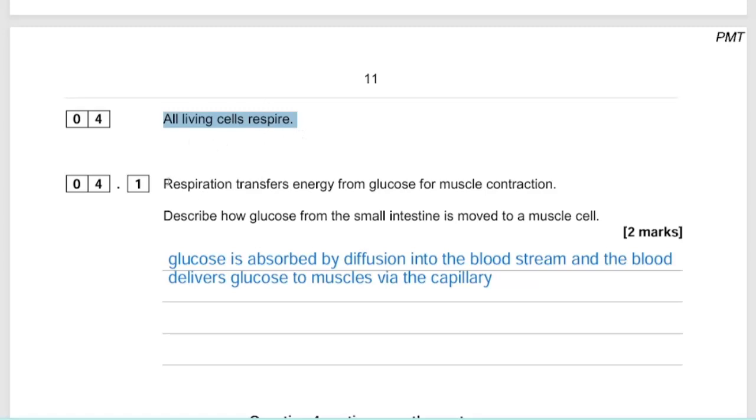Now, 4.1. Respiration transfers energy from glucose for muscle contractions. Describe how glucose from the small intestine is moved into the muscle cell. Glucose is absorbed via diffusion into the bloodstream, and the blood delivers glucose to the muscles via the capillary. So it goes into the bloodstream in the small intestine, gets transported through arteries to muscles, and then it goes through the capillaries at those muscles into the actual muscle cells.